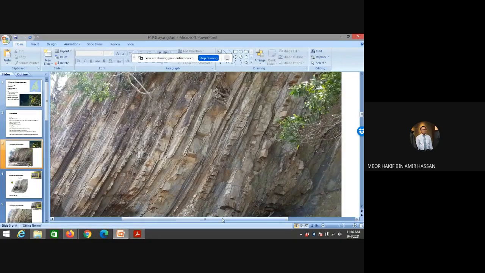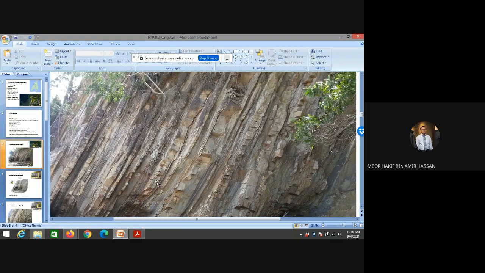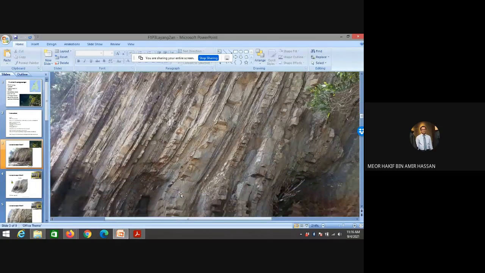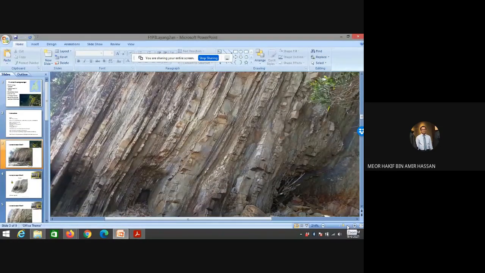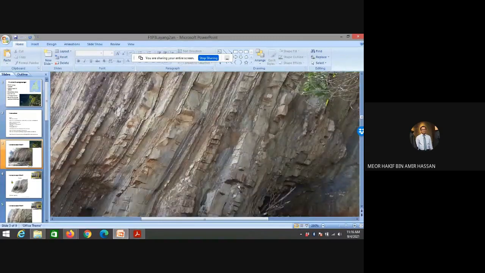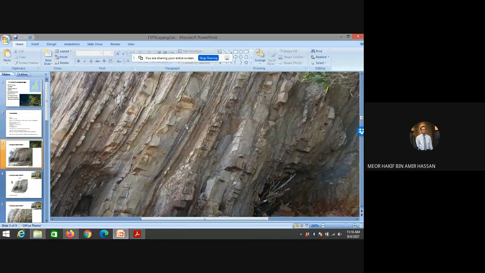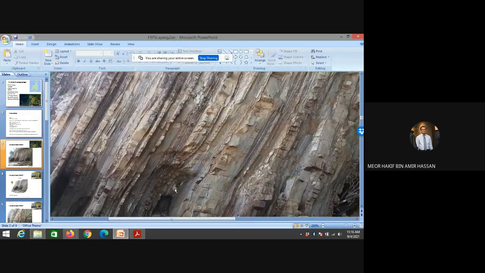Do you see any sedimentary structures? Striations. Sorry, apa dia? Striations ada. Striations, eh? Yeah. Oh, okay. So that's maybe more into structural geology kot kan? So there's other things you can see here. Internal stratification dia kan? Okay lah, but maybe not that clear. Okay, we'll go to another photo.